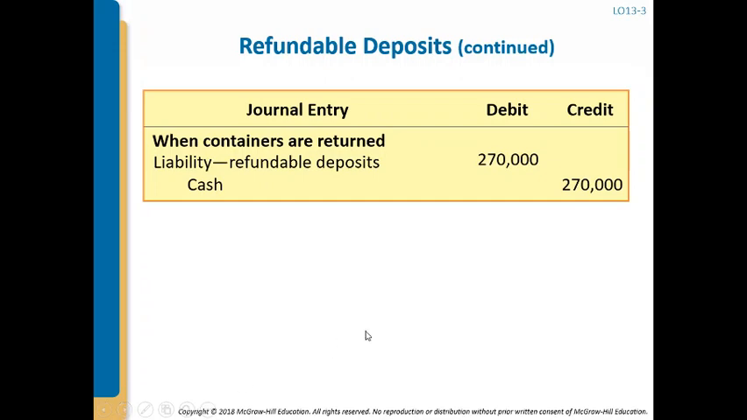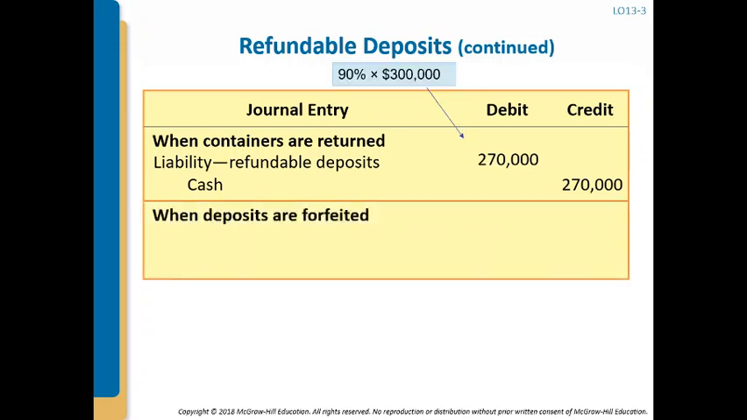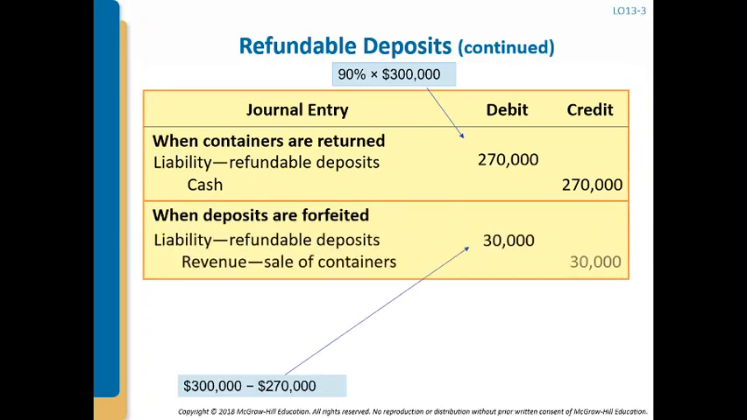So there's your accounting for the 90% that were returned. And as far as the ones that were not returned, their deposits were forfeited. And so you have to back out the deposits that were before refundable and record revenue on the sale of containers.